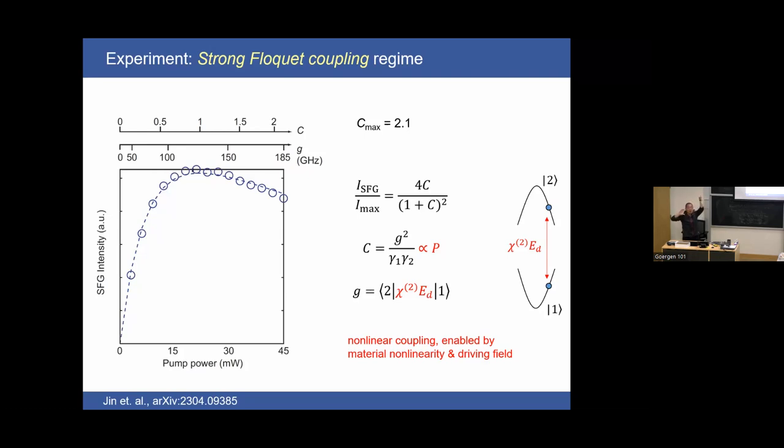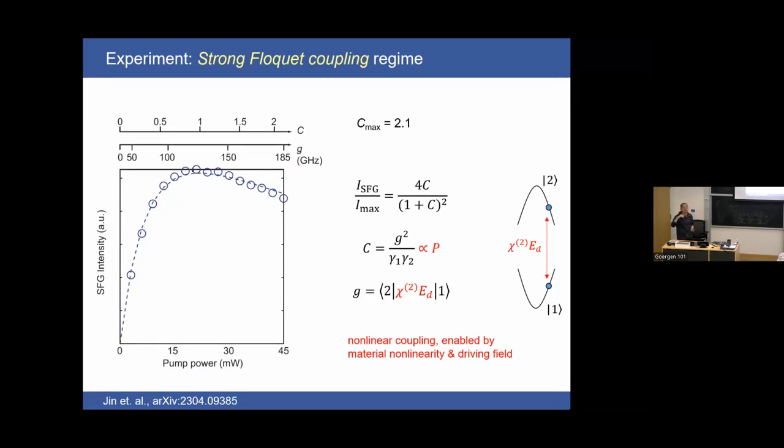And if you pump any harder than that, they start to oscillate back into the low frequency mode. So this is why you can write everything down, basically using this, depending on the system cooperativity. It's dependent on 4 times the cooperativity over (1 plus cooperativity) squared. And upconversion efficiency obviously maximizes when the cooperativity reaches 1.